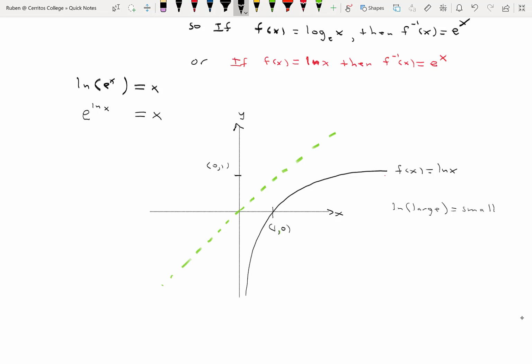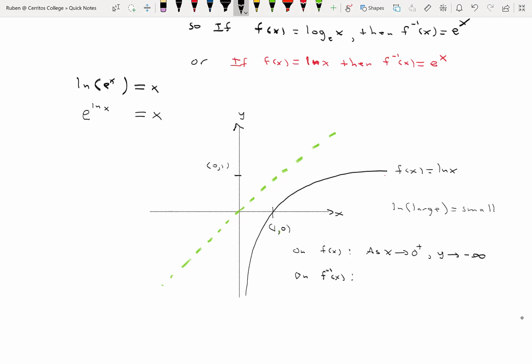For the logarithm function f of x, let's see, as x approaches 0 from the right, y approaches negative infinity. That's a fancy way of saying that the logarithm function has a vertical asymptote. So what should be happening on the inverse?